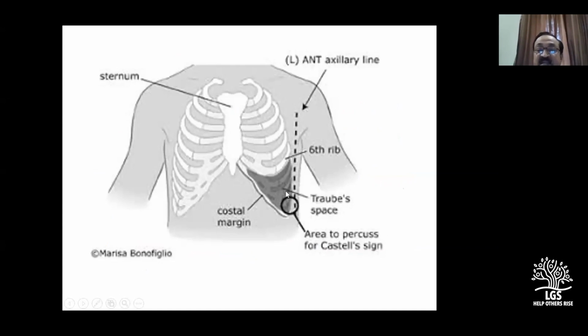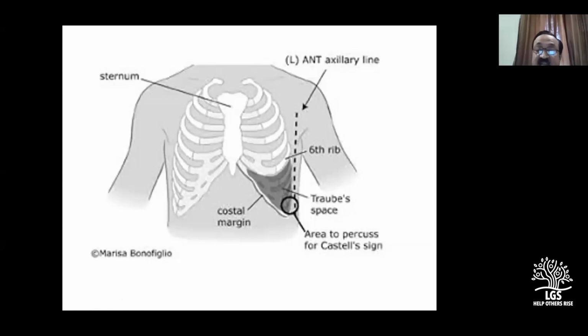So when the spleen is enlarged, maybe you are not even palpating here. If you percuss in the Traube space, meaning the lower intercostal spaces, not 5, 6, 7, but 8, 9, 10, this resonance of the stomach is obliterated. That is what is called Traube space.